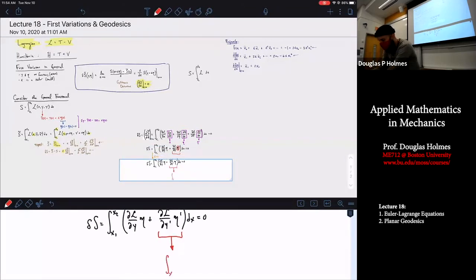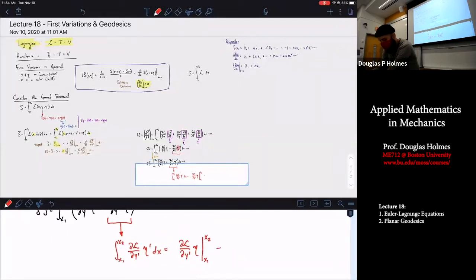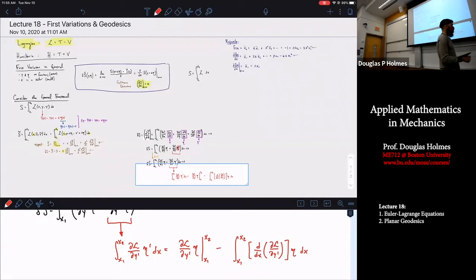So we have this integral from x1 to x2 of the derivative of our Lagrangian with respect to y prime times eta prime dx. This is going to be equal to the derivative of our Lagrangian with respect to y prime times eta, evaluated at x1 and x2, minus the integral from x1 to x2 of d by dx of my derivative of the Lagrangian with respect to y prime, and that whole quantity is multiplied by eta. Do people get this? I'm seeing a couple nodding heads here online.